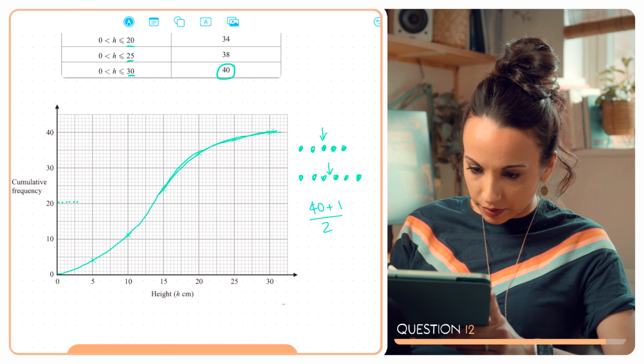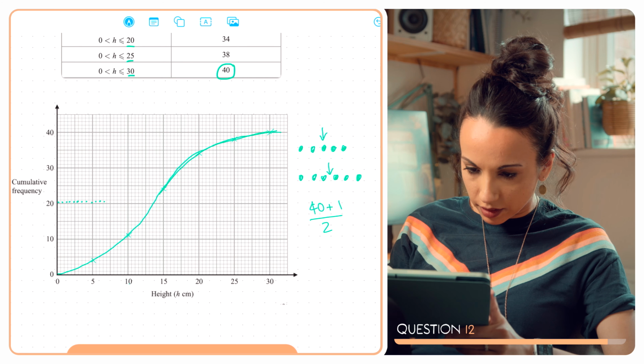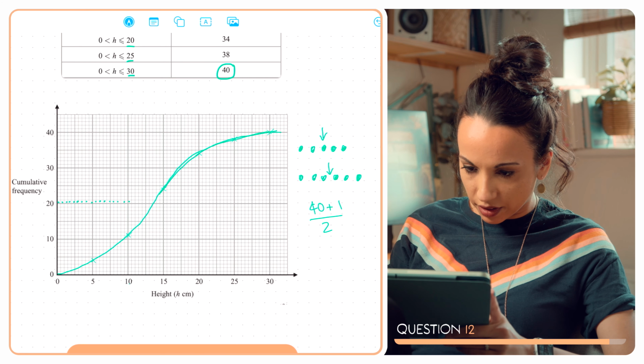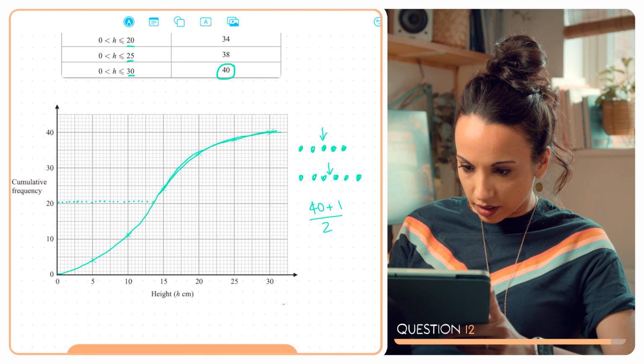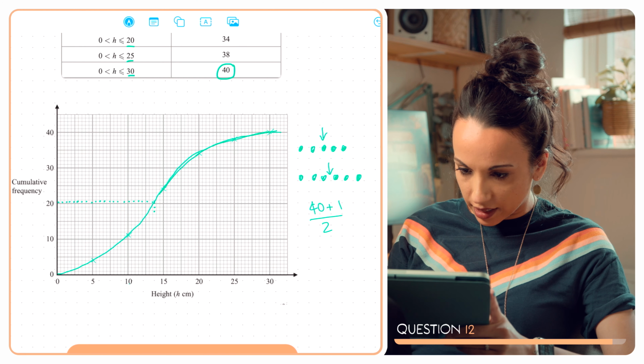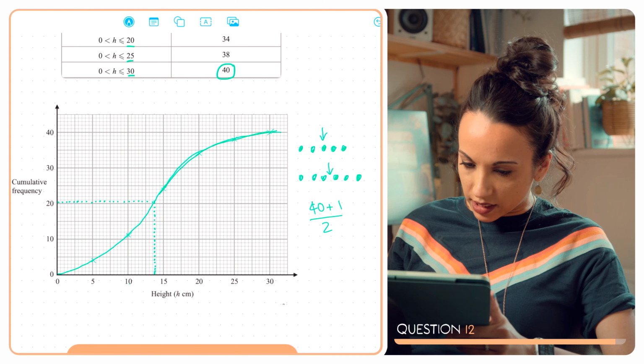I'm going to make my way into the graph and meet it here. Okay, and now I'm going to make my way all the way down here. Right, so I need to read this off.